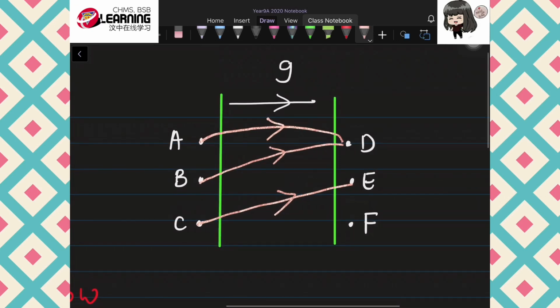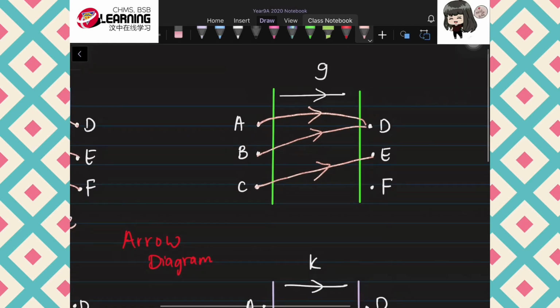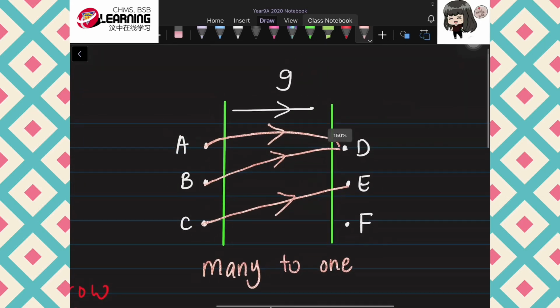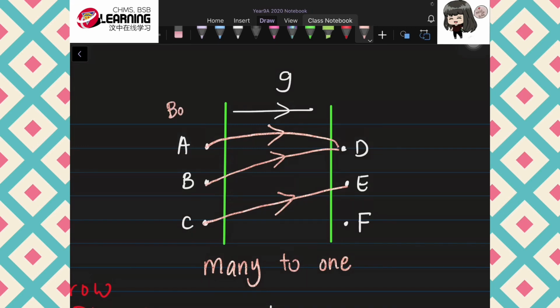Okay, so we know that A and B are in relation with D. A and B map onto the same D. This type of relation we call many to one. Just like I said, if A, B, C here are boys and D, E, F here are girls, A and B go to one girl. So it's like many boys to one girl, which is inappropriate basically, but this type of relation we call many to one.